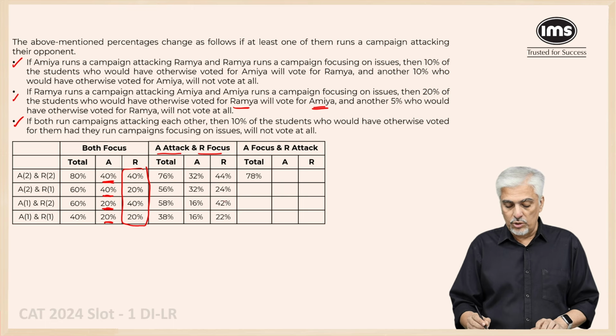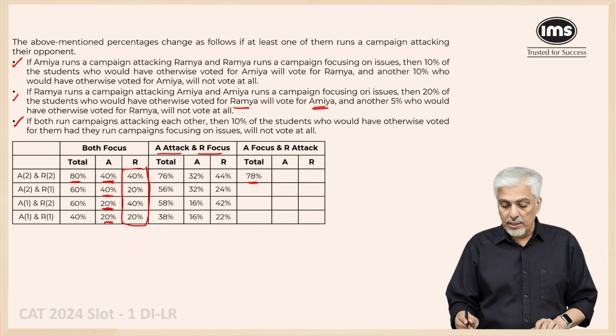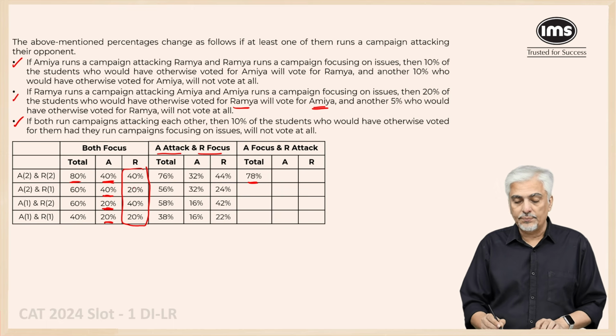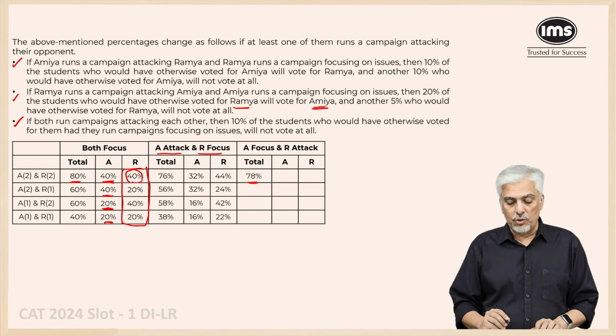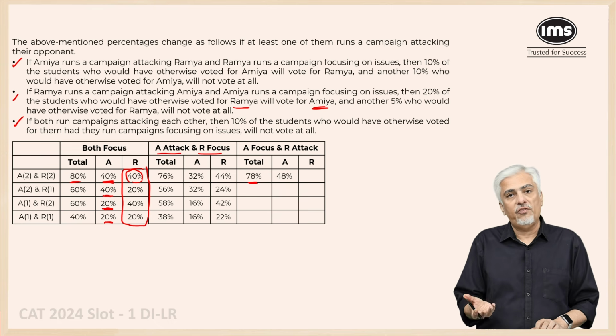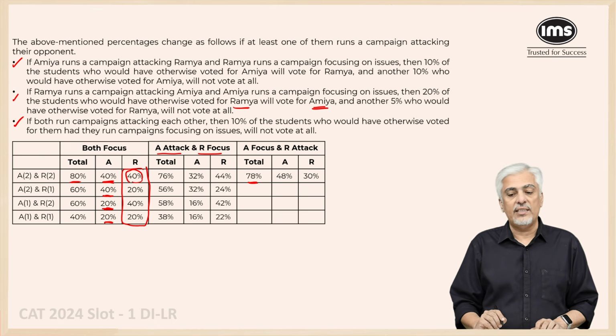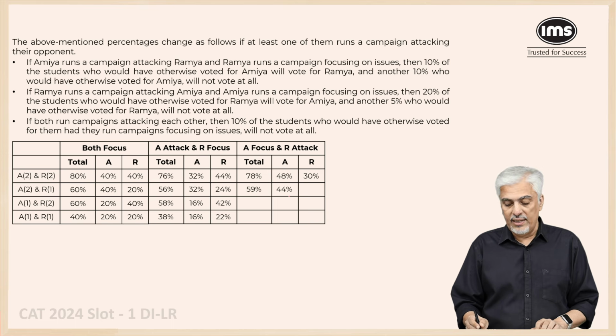Okay. So let's look at over here. Out of 80, 5% will go out, so 78 will remain. And therefore, what will happen? 20% of Ramia's voters will now vote for AMIA. That means 8 voters will vote for AMIA, so she'll get 48. And Ramia will lose 25% voters, so she'll get 30. Or you can do subtraction, whichever. So total will be 59. AMIA will get 44. Ramia will get 15.